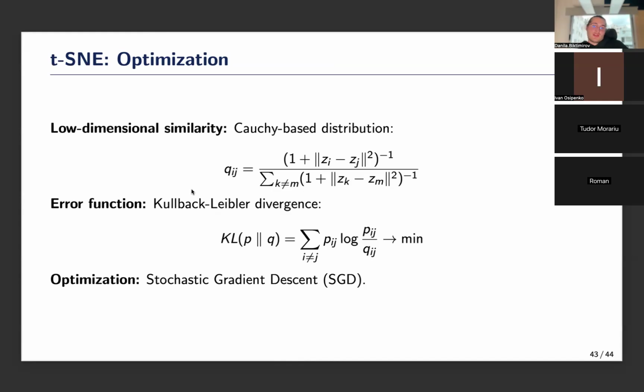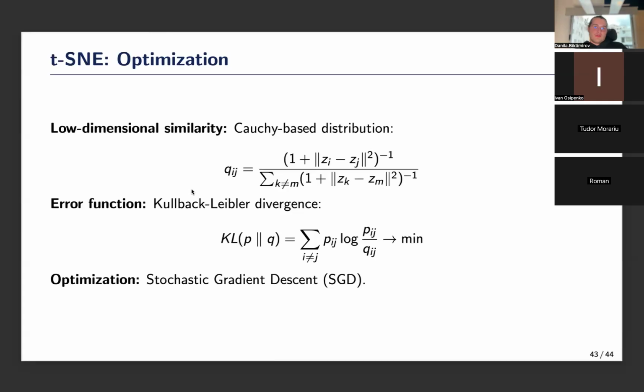All that remains is to define the projection error functional. Here we can measure it using KL divergence, or Kullback-Leibler divergence, which is commonly used to measure distance between different probability distributions. This optimization problem can, as always, be solved using any stochastic gradient descent.